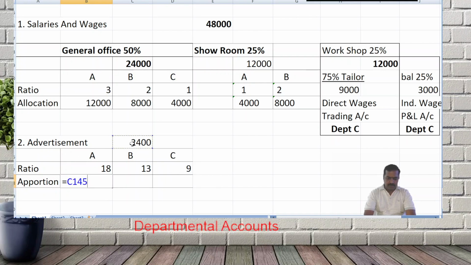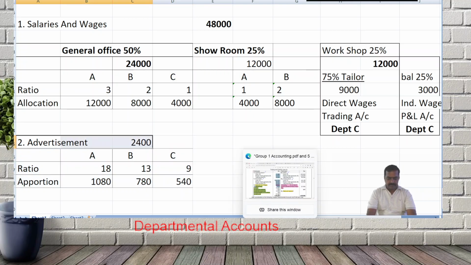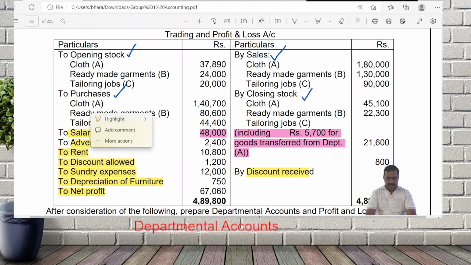So 2,400 into 18/40. Total எவ்வளவு வருது? 18 plus 13 plus 9. So 2,400 into 13 by 40. 2,400 into 9 by 40. So advertisement is apportioned in the ratio of which one? Sales. Next என்ன கொடுத்திருக்கோம்? P&L accountல பாருங்க என்ன இருக்கு? Rent.